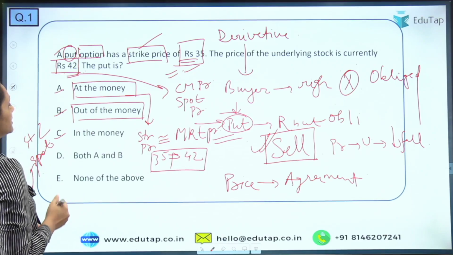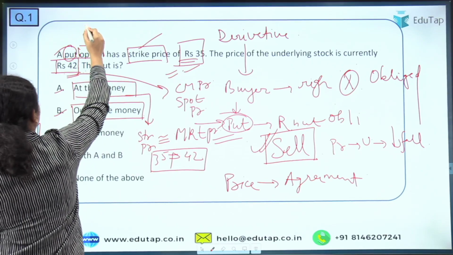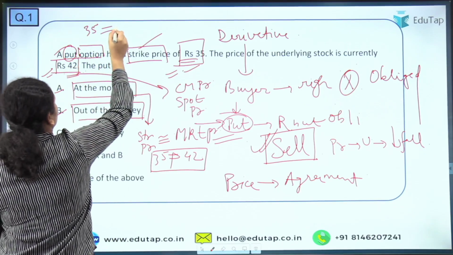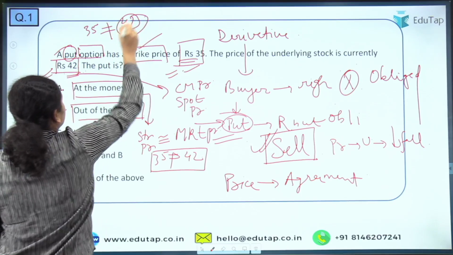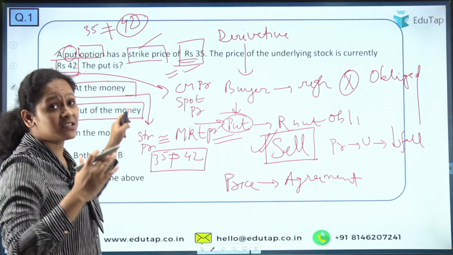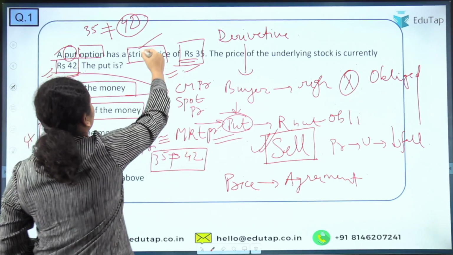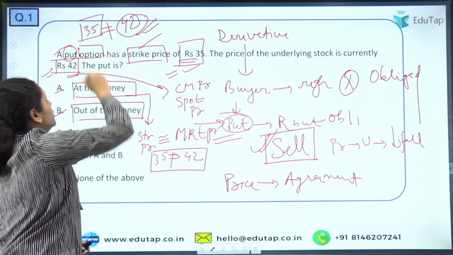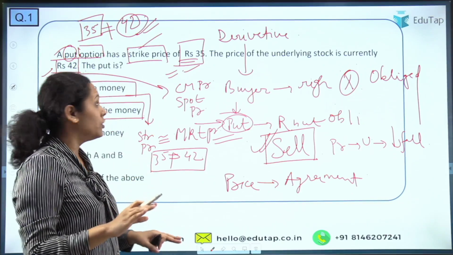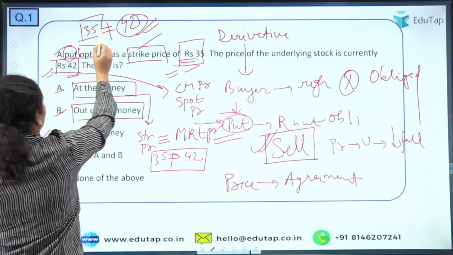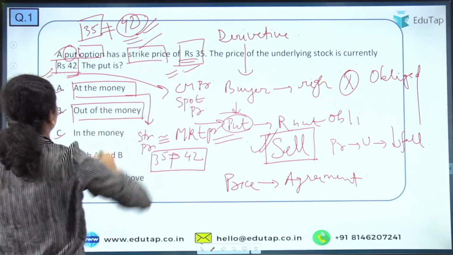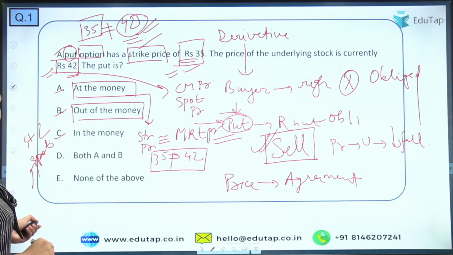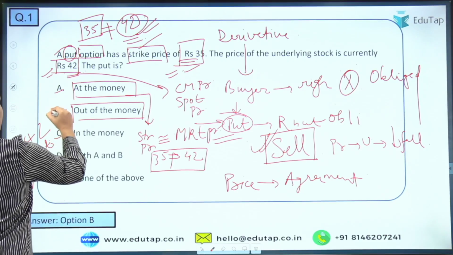ठीक है. तो इन दिस केस what is the strike price? The strike price is 35 and in the market the price is higher, which is 42. तो मतलब if this buyer sells the contract in the market, he can get 42 rupees, but unlike he has made an agreement of rupees 35. So will he execute this contract? No. That situation when the strike price is lesser than the current price is known as out of money. And in this case, out of money is the correct answer.